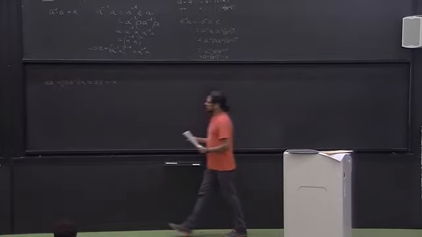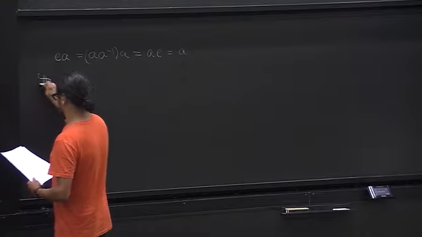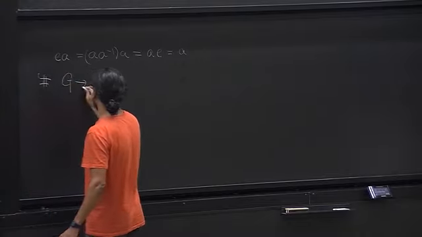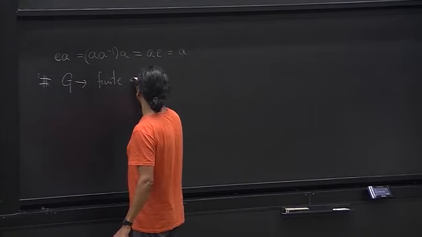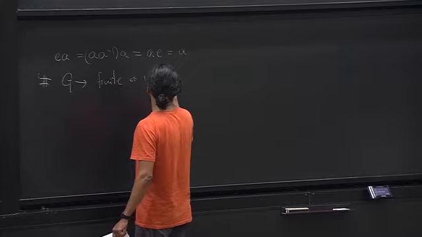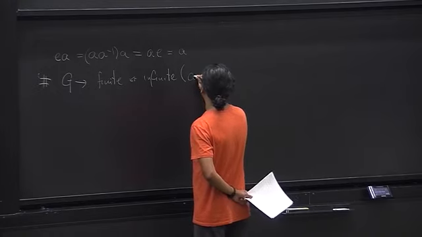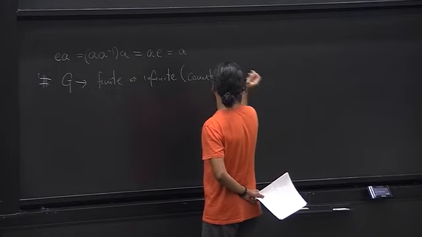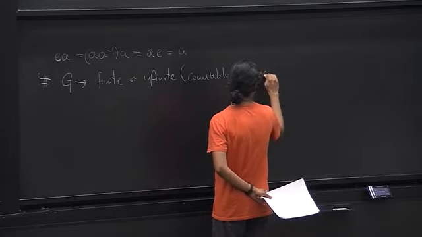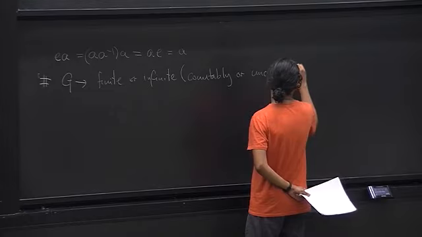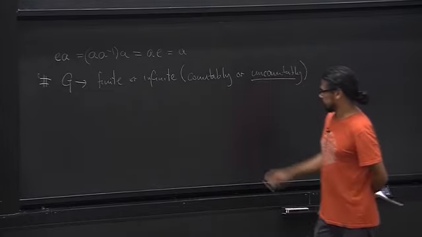All right, some more remarks before we go for a break. The set G can be finite or infinite. When it's infinite, it can be countably infinite or uncountably infinite. In fact, the Lie groups that we will see will be uncountably infinite.